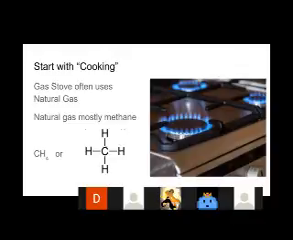And if you have a gas stove at home, oftentimes they use natural gas. Natural gas is mostly made up of a gas called methane. Methane, the formula is CH4. We've talked about it many times in this class. You can see here is the structure for methane.